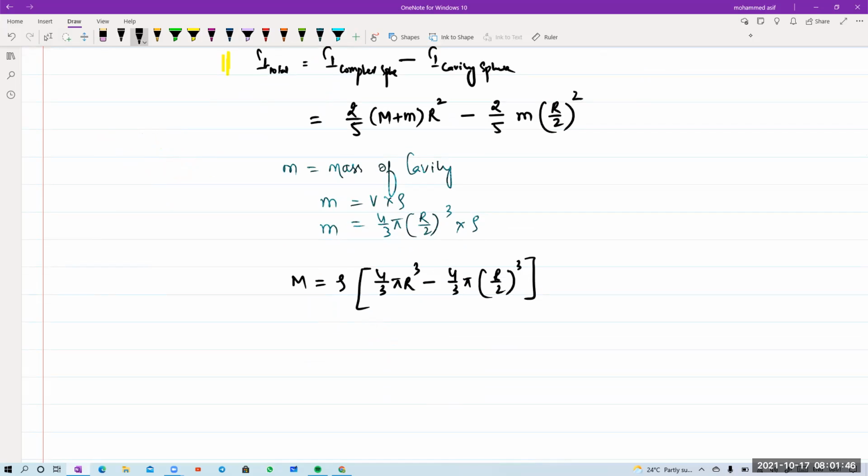Okay. So this will become how much for me? Capital M is equal to rho into 4 by 3 pi R cube minus 4 by 3 pi into your small r cube, whole cube. That will be equal to your mass of the remaining part. Isn't it? So total moment of inertia will become how much for me, beta, now? How much am I getting, you see? So that is equal to rho into 4 by 3 pi into r cube, will be common. It is 1 minus 1 by 8. Okay, this one is your capital M.